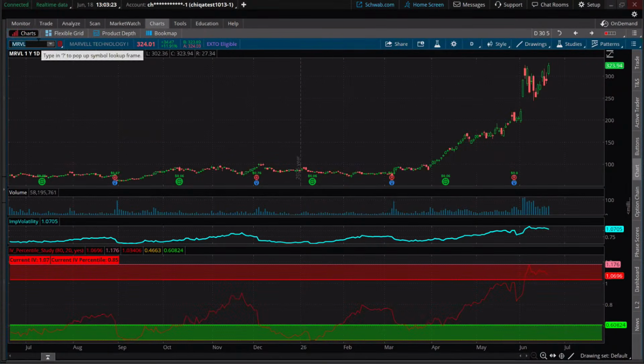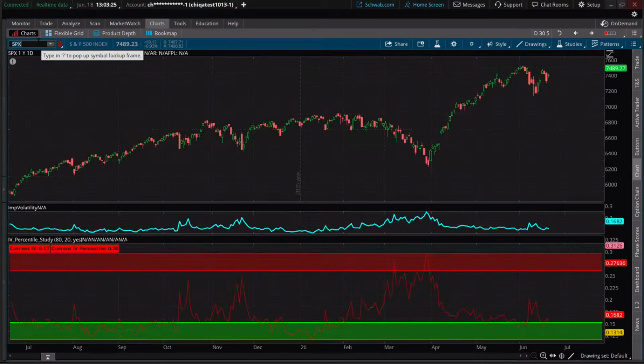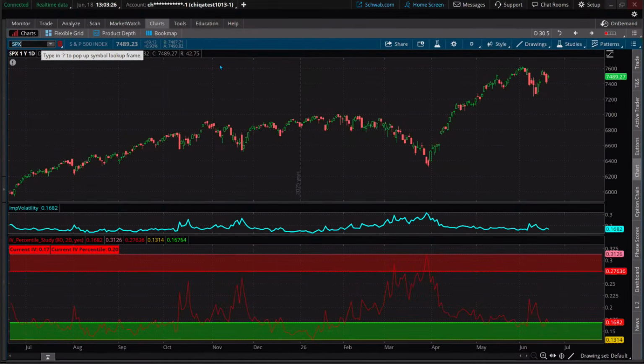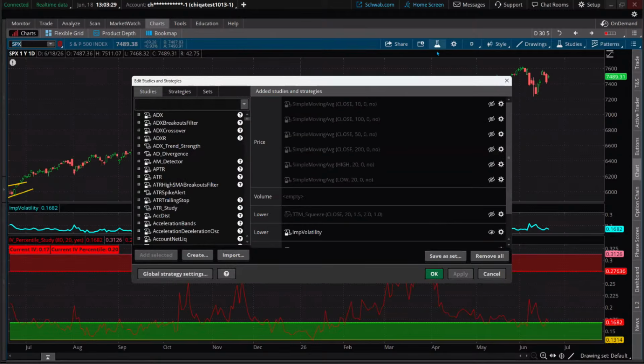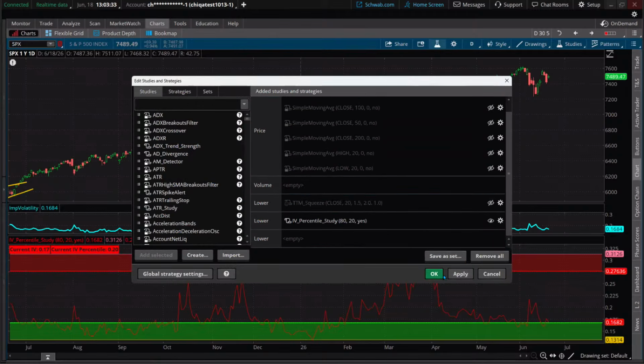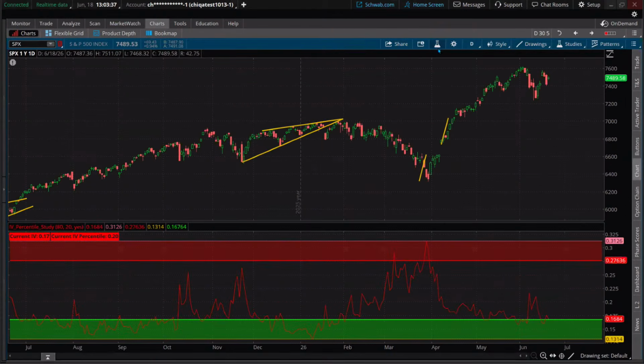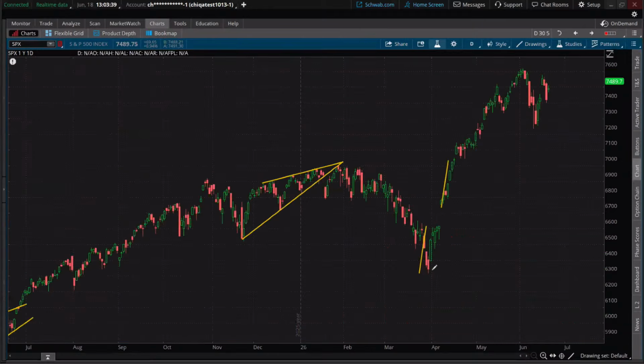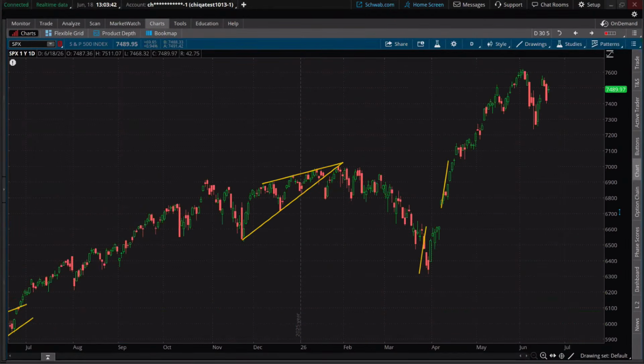Jumping back to our regular discussion here, those are our studies still from last week when we were looking at some other indications. I'm just going to take that off for now. That was implied volatility. You can take a look at that from last week if you are interested. Okay, back to the S&P 500.